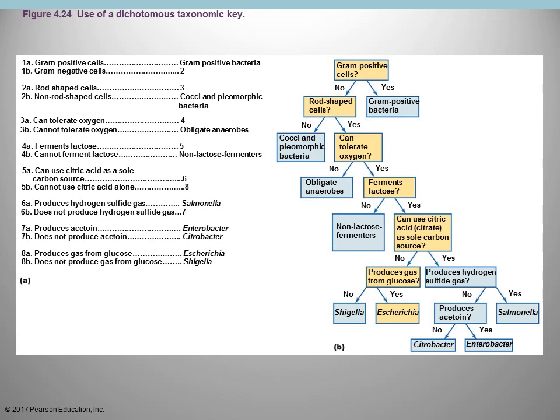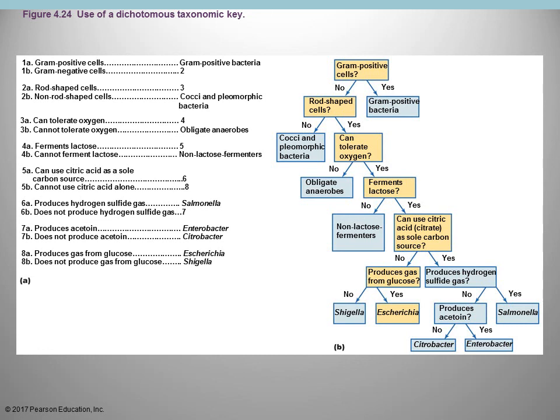Find a test where they have different results. So in this case, you would look at, does it produce gas from glucose? Remember the yellow fermentation tube that had the acid and the gas? Run that test. And if it produces gas, then bingo, it's Escherichia. If the answer had been no, that it did not produce gas from glucose, then you would have had Shigella.